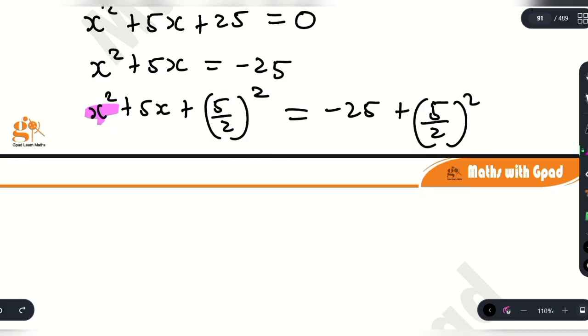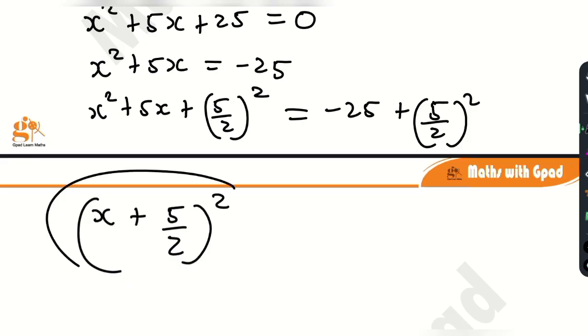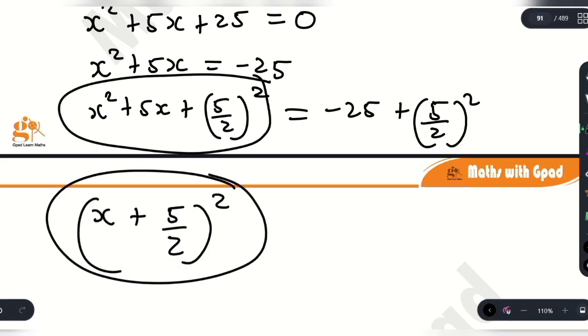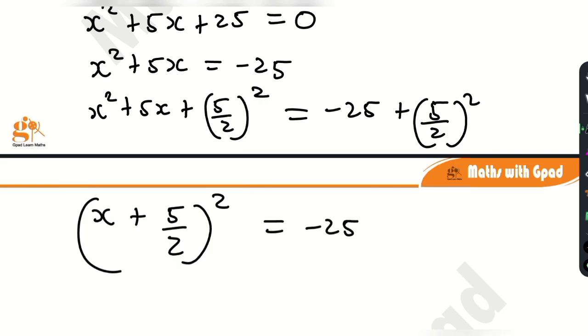You wrap it in a bracket, and then you square it. Here's what I mean. You are going to write x plus 5 over 2, wrap them in a bracket and you square it. That's all. If you expand this, you are going to get this. Yes. So you see that completing the square method is not as difficult as people tell me it to be.